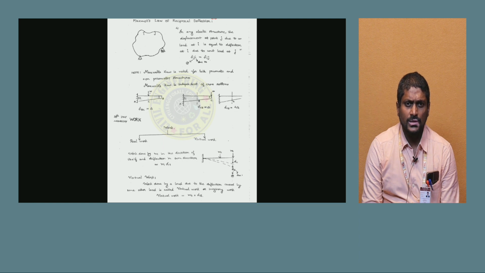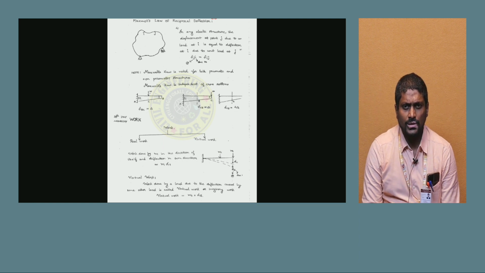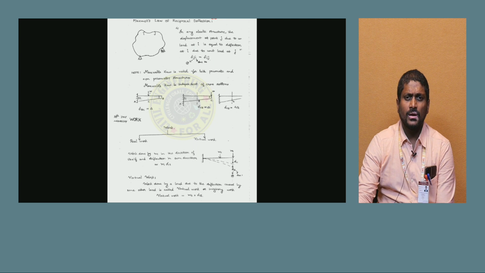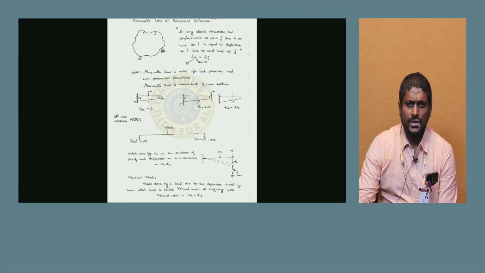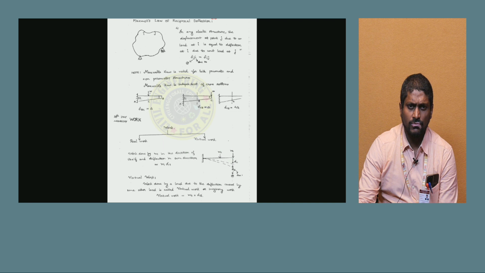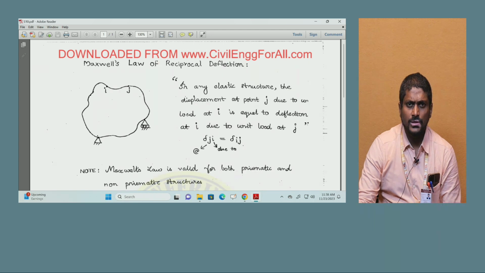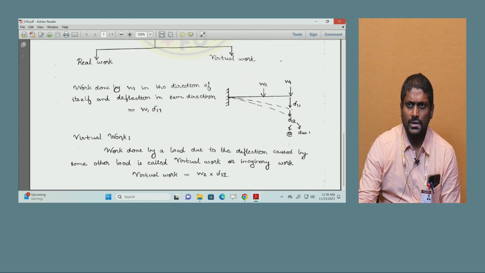Therefore, the work is divided into real work as well as virtual work. The work done by W1 in the direction of itself, with deflection in the same direction, equals W1 delta 11. Virtual work done by a load due to the deflection caused by some other load is called virtual work or imaginary work. Virtual work equals W2 into delta 12. In that way we can discuss this parameter.